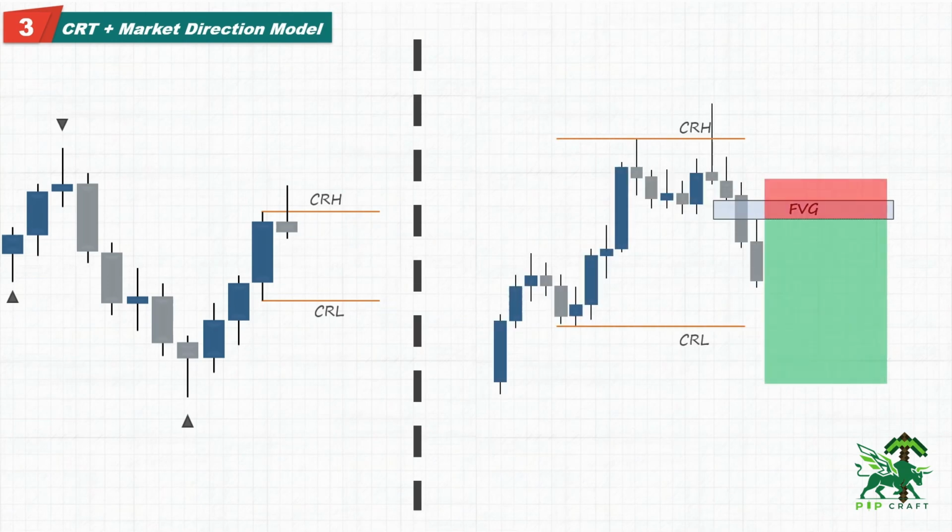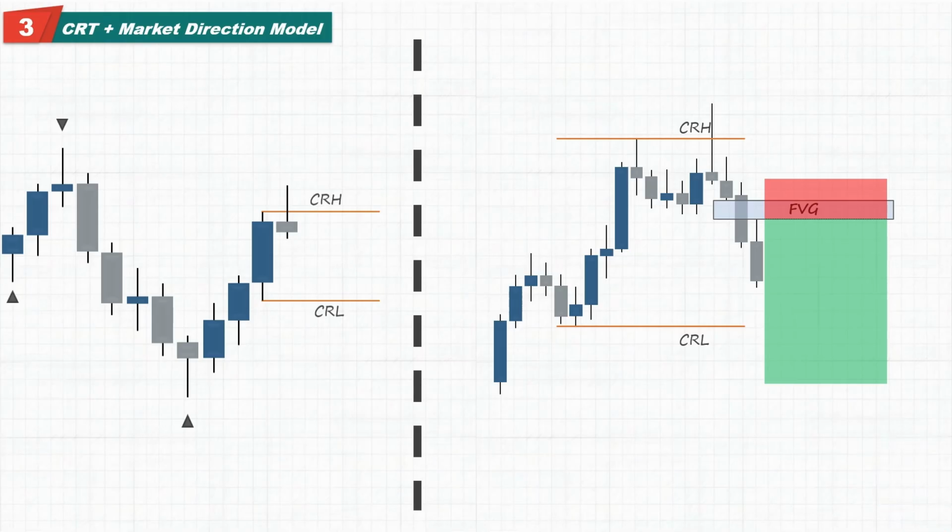To improve the entry, we zoom into a lower time frame and wait for a fair value gap to form right after the sweep. Then, we place our sell order at that gap and set the stop loss above it. Again, we can take partial profit at 1-to-1 and let the rest run toward the next major support or liquidity zone. By waiting for a pullback into a premium area before applying the CRT, we combine three powerful elements: trend direction, manipulation, and entry from a discount premium zone, giving us a clean, smart, and high-probability setup.